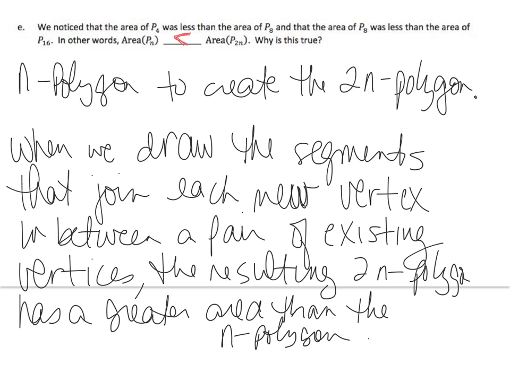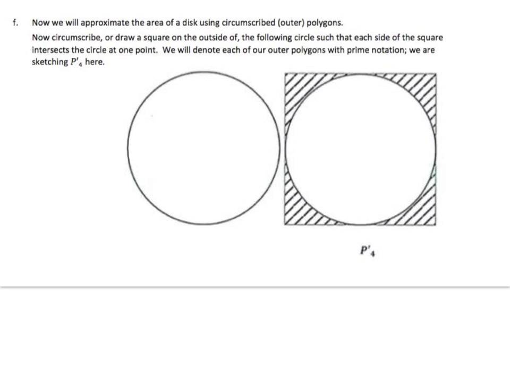Cool. All right, let's do something different now. Okay, we're going to take it a different way. Now we're going to approximate the area of a disk or circle using circumscribed or outer polygons. So first of all, circumscribe or draw a square on the outside of the circle, following the circle so that each side of the square only touches the circle at one point.